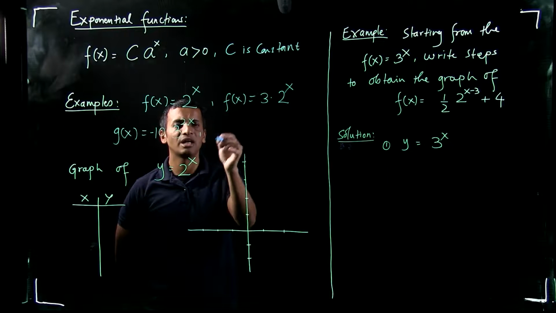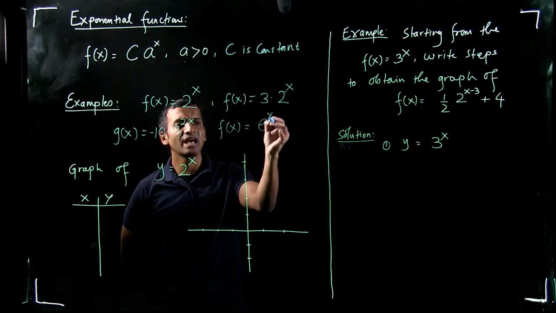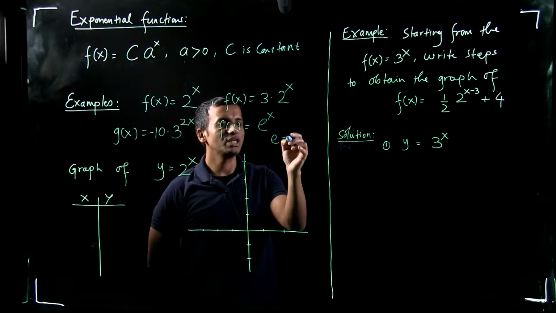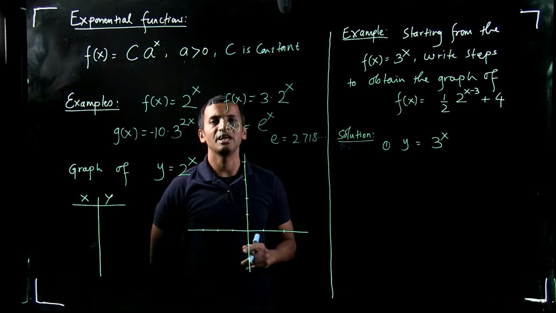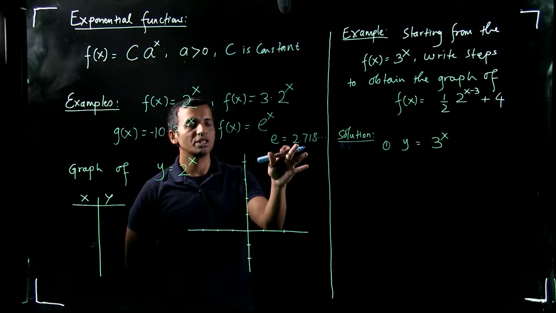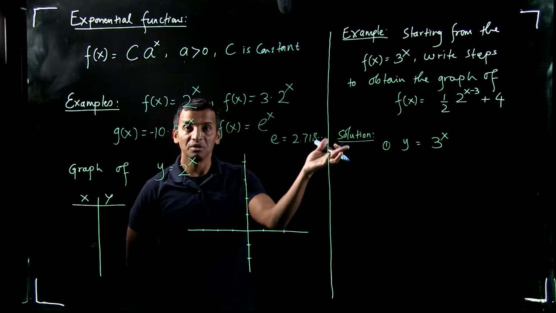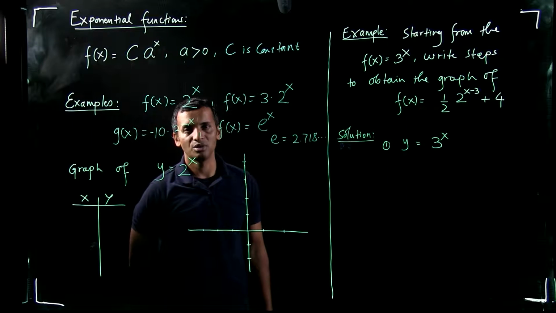Let me give you one more example: f of x equals e to the x. What is e though? e is an irrational number whose value is almost equal to 2.718. So e is a positive number, and if there is x in the exponent, this is also an exponential function.